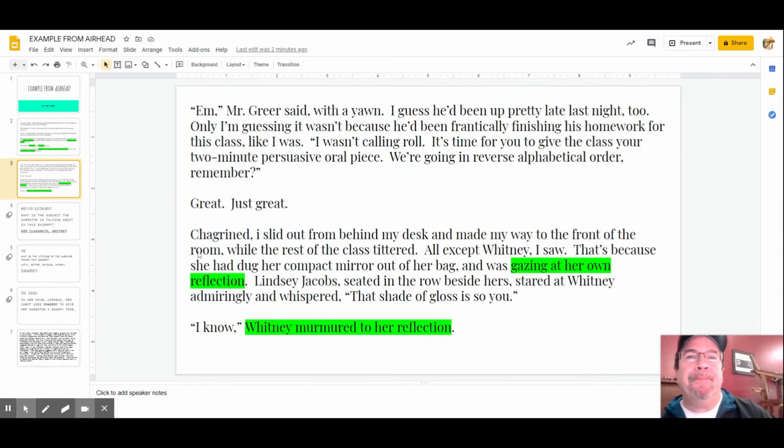On the next slide, we have Whitney not looking at herself in the mirror, but gazing at her own reflection. And she murmurs to her reflection. There's a sense that she's lost in her own image. And that gives us this impression that Emerson really doesn't like her. And her dislike is based primarily on Whitney's appearance and the fact that Whitney really likes her own appearance.